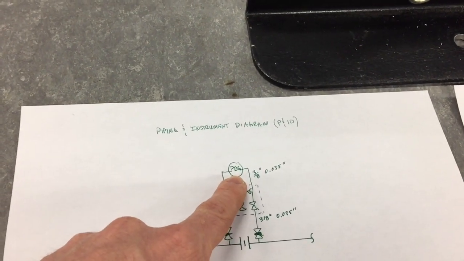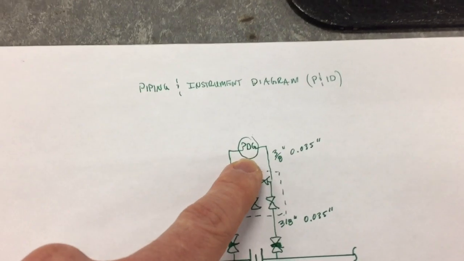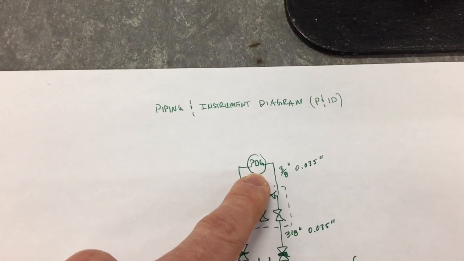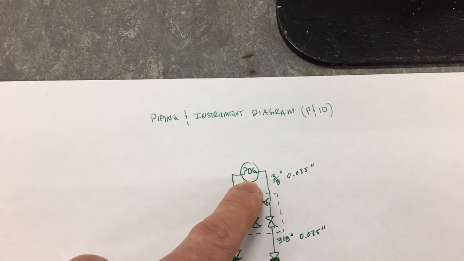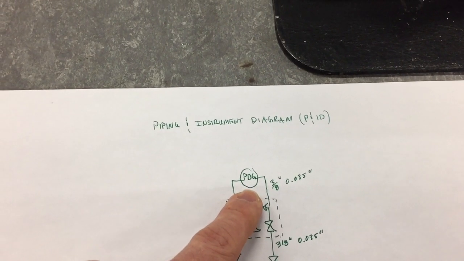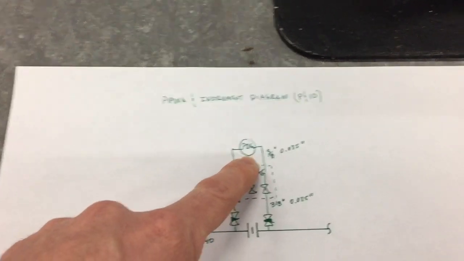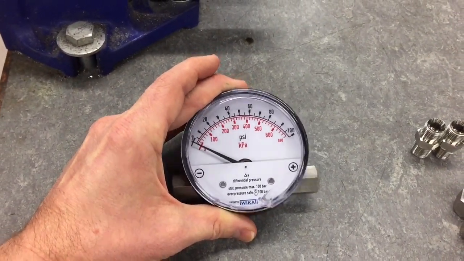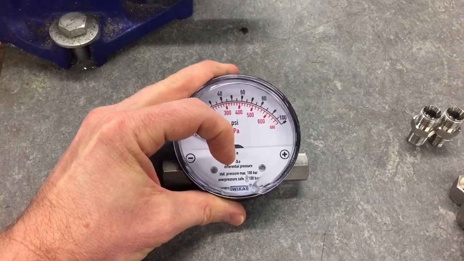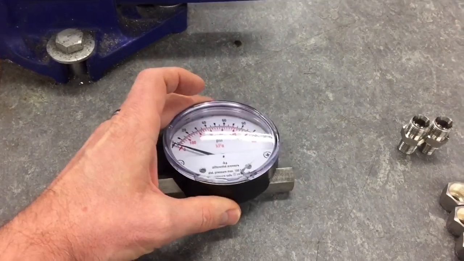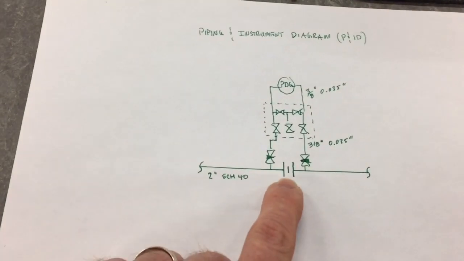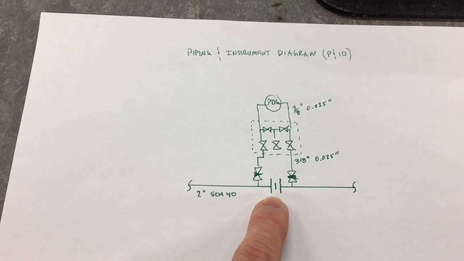Up here is an instrument, and it's using the nomenclature PDG. These identification letters are used to indicate what this instrument is going to be doing. And the instrument is right here. It's a gauge. You can see right here, a differential pressure gauge. You can see down here it says differential pressure. So we're going to be using this to measure the differential pressure across the orifice plate here in the line.